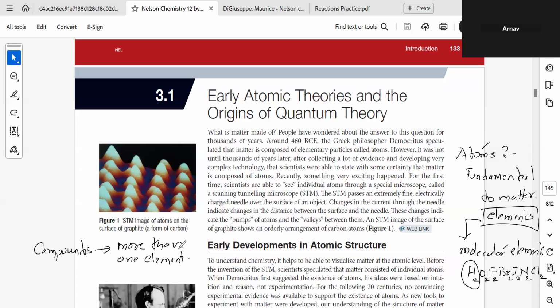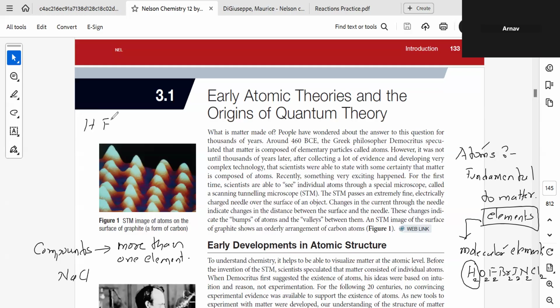So for example, NaCl is a compound made up of two atoms. So Cl2 isn't a compound? Cl2 is a molecular element, it's not a compound. Okay, so compounds are only different elements together. Yes.